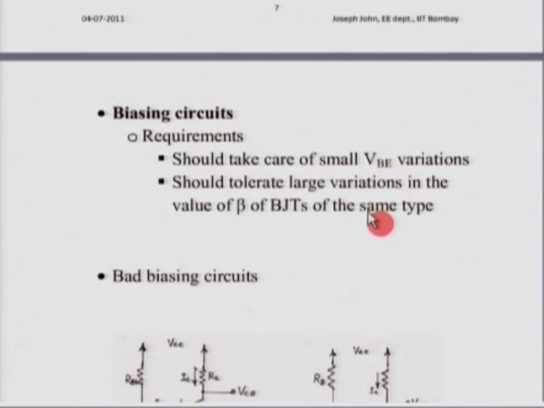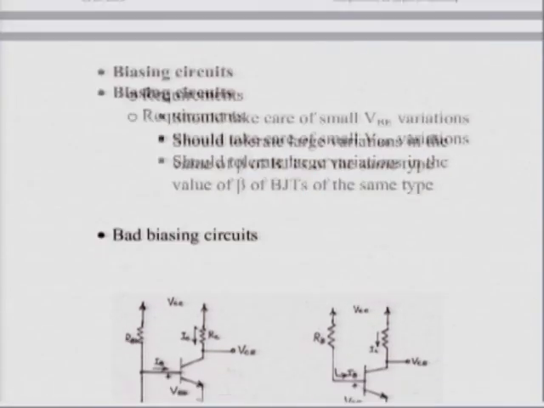Another important consideration is that in a discrete amplifier, since we are using discrete components, the beta value of BJTs of the same type would vary very much, sometimes as much as 50%. If you pick a BC147 transistor and measure its beta, and you go to the market and buy 10 such transistors and measure the beta, you would be very surprised to see that there is a large variation of beta, sometimes as much as 50%. Hence, we need to make sure that the circuit is able to tolerate large variations in the value of beta.